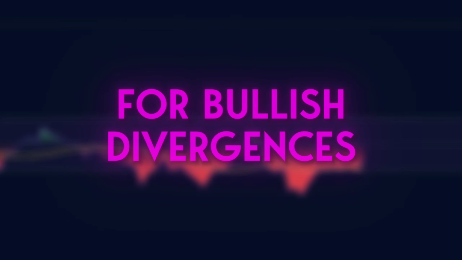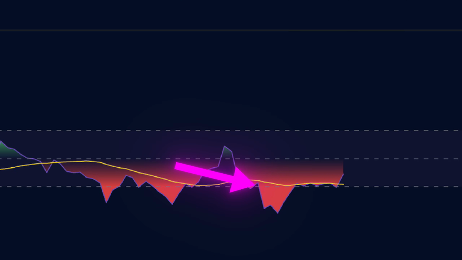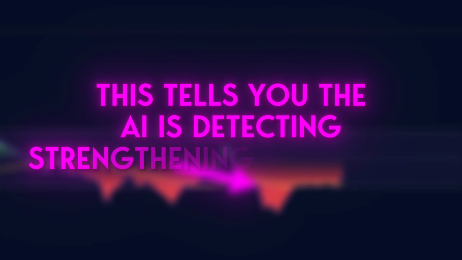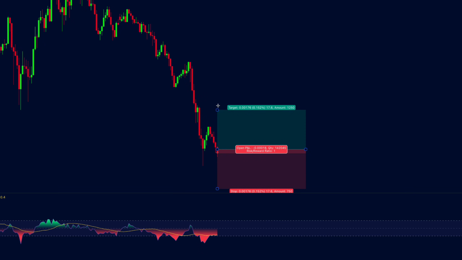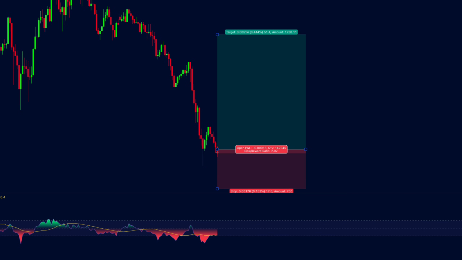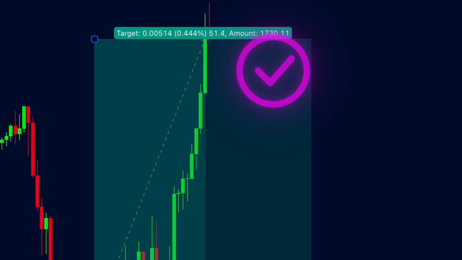For bullish divergences, watch for price making lower lows, while the AI-weighted RSI makes higher lows. This tells you the AI is detecting strengthening momentum even as the price appears weak. Wait for the histogram to cross above zero with signal line confirmation, then enter long. For bearish divergences, price makes higher highs, but AI-weighted RSI makes lower highs.